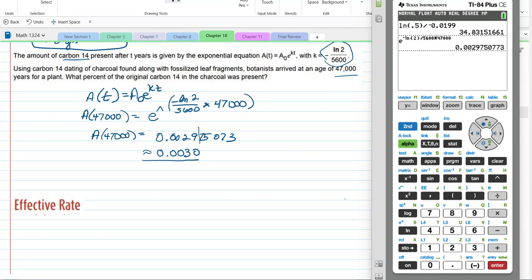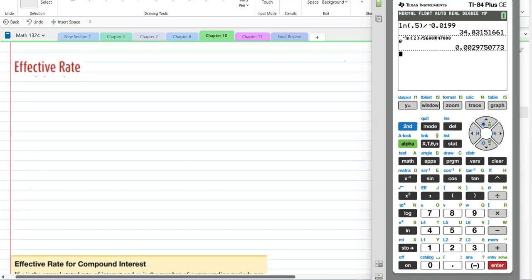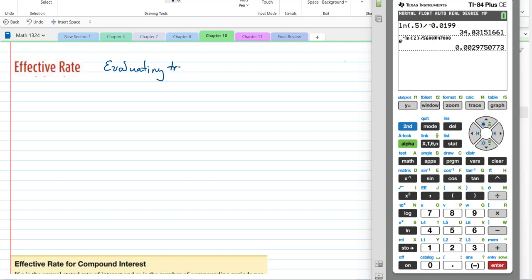So the asymptote that we had was 3 thousandths of the amount. So that would be our answer. So now we're going into evaluating true rate of interest earned.